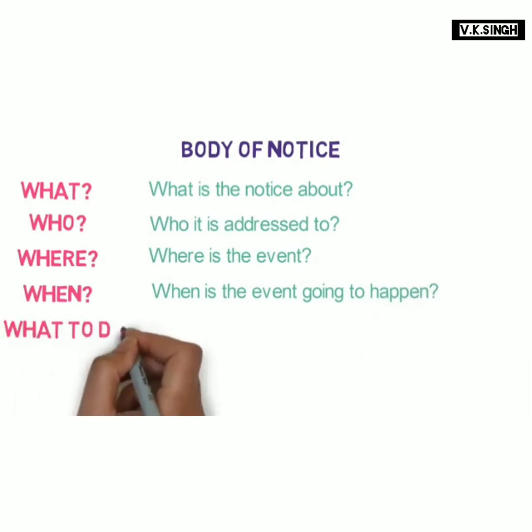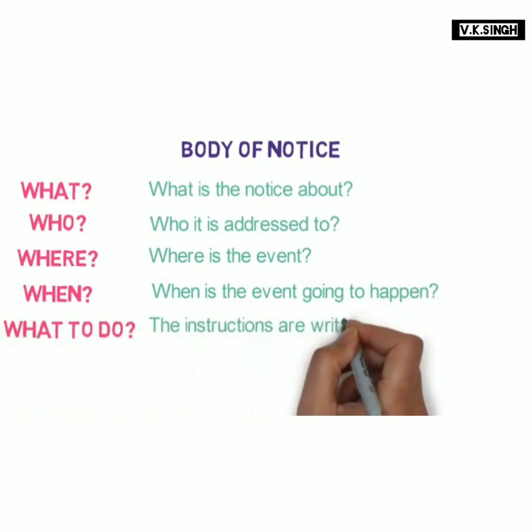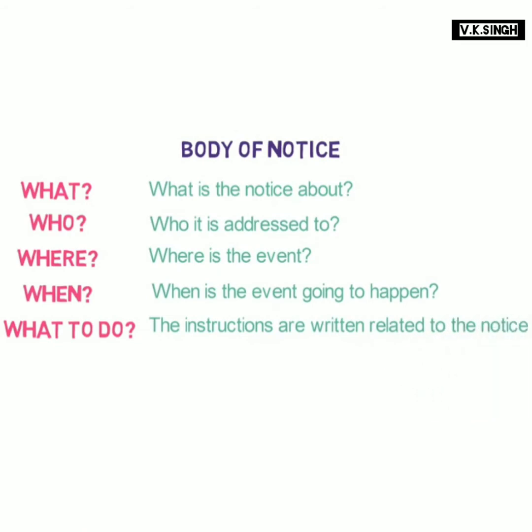Fifth one is what to do. Here the instructions are written related to the notice. And sixth one is whom. Final detail should be whom to contact or get in touch with. This mentions who the appropriate authority is to contact. So these are the 6 points that must be present while writing any notice.